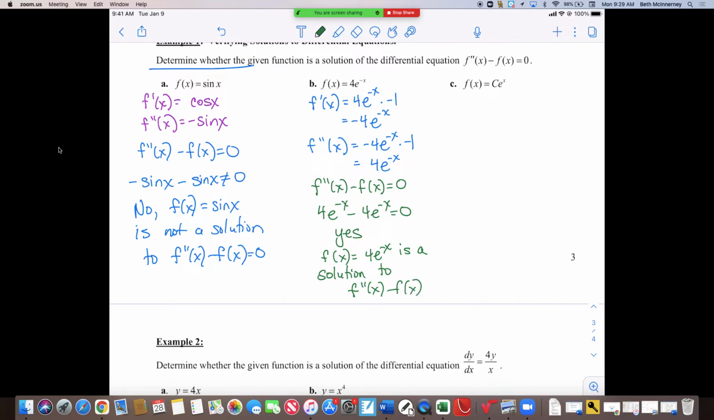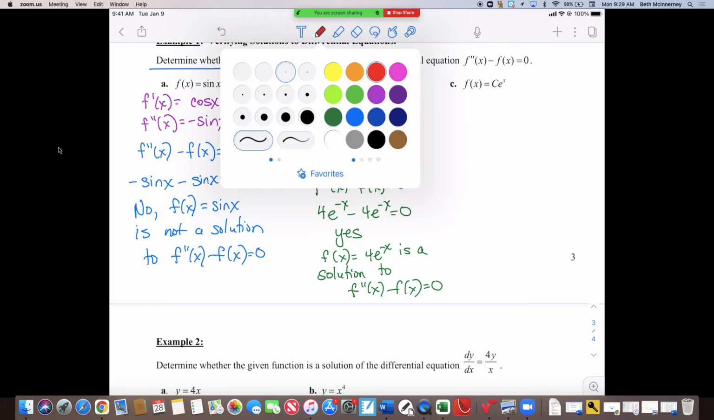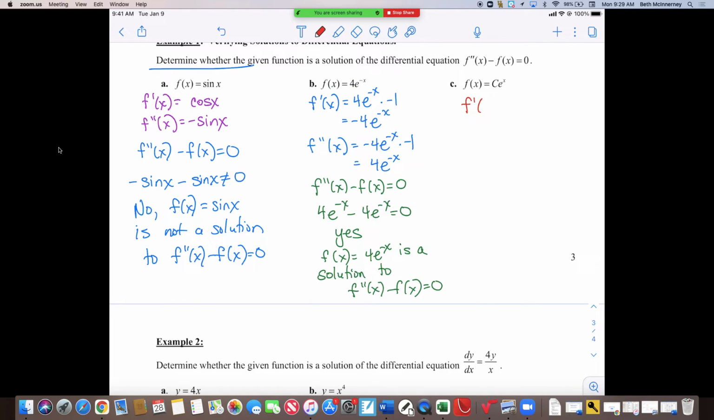All right, for letter B, did you get yes? Yes, yes, yes. Be careful with that little chain rule. And then did you notice part C, this was not very interesting, right? Because f prime is c e to the x, all the derivatives would be that.